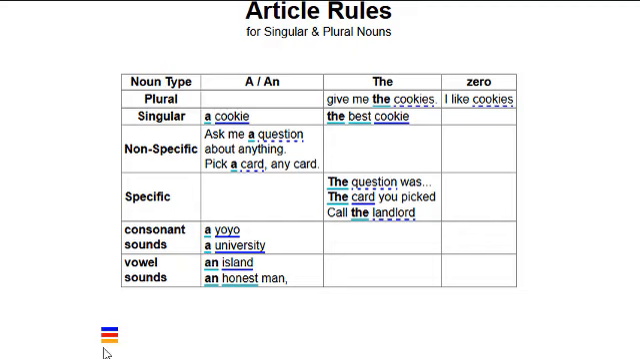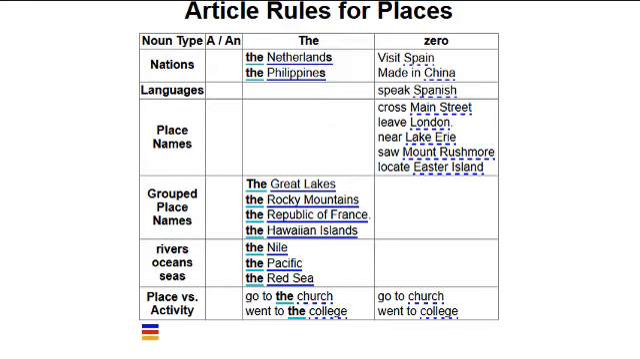Words beginning with the vowel U can begin with a vowel sound, like an umbrella, or with a consonant sound, like a unicorn. The article rules for proper nouns of places are a little different than other proper nouns. Names of people, days, months, companies, and restaurants will take the zero article unless we need to distinguish it from someone or thing with the same name.